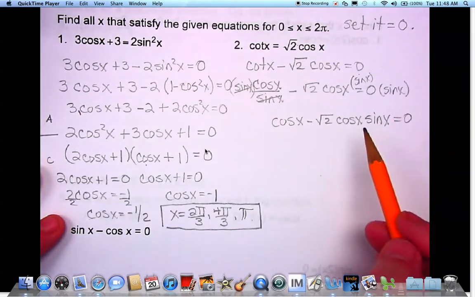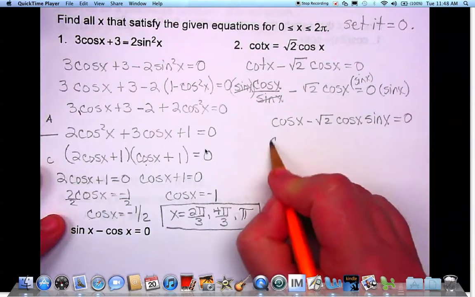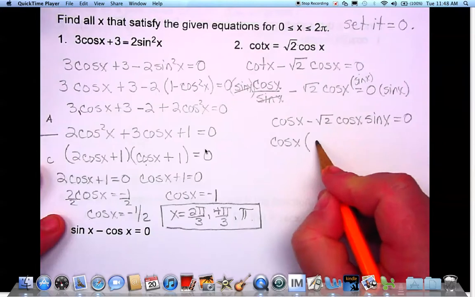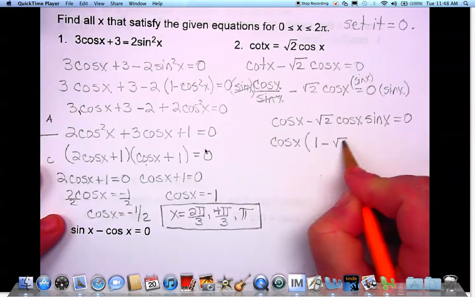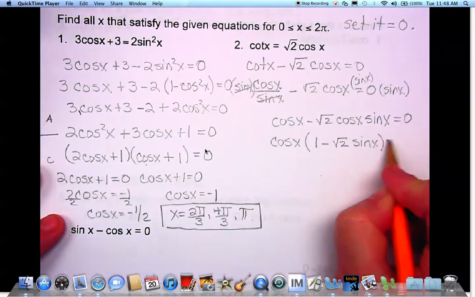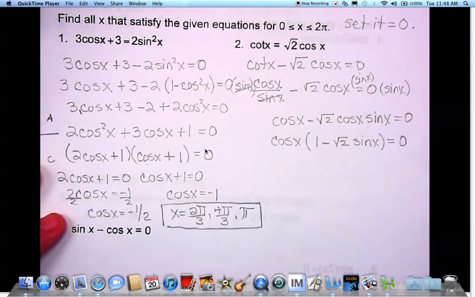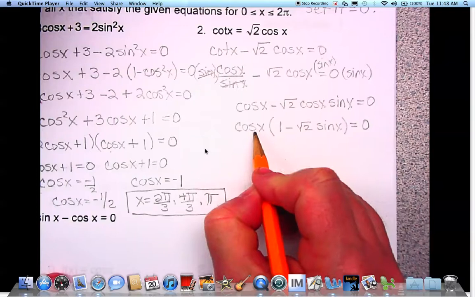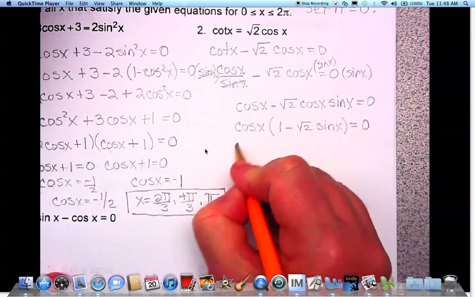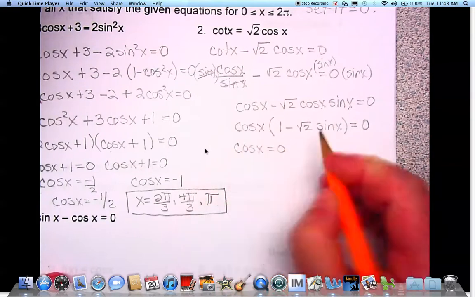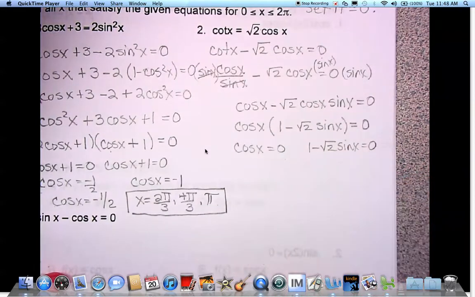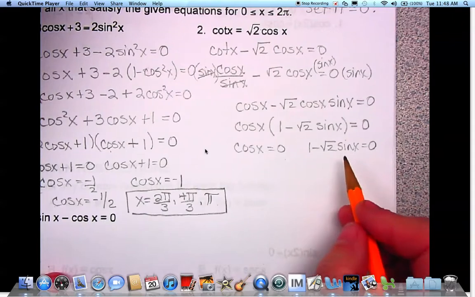So now we can factor out a what? Cosine. And so what do we get inside the parentheses? 1 minus square root of 2 sine x equals 0. We're going to set each one of these equal to 0. So cosine x equals 0, and 1 minus the square root of 2 sine x equals 0. Okay, let's solve this sine one over here.